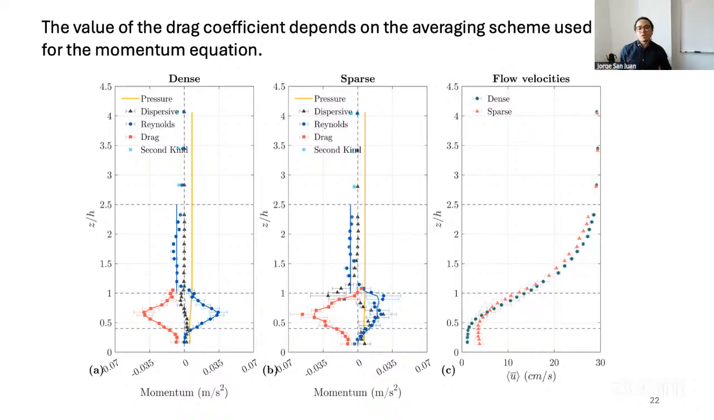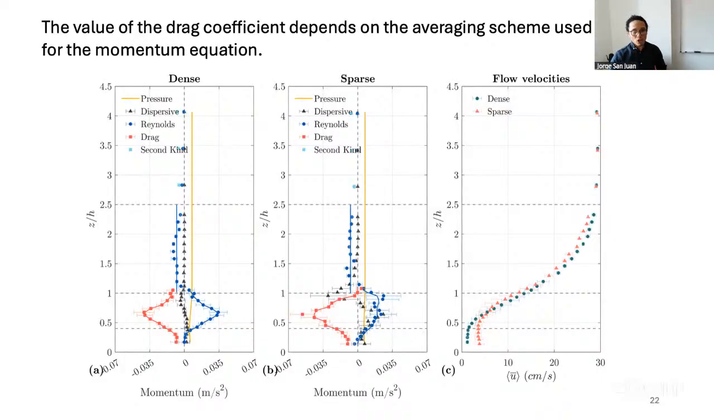What I want you to pay attention to here is how the dark points, which are the dispersive stresses, start to fluctuate to the side where you can see them participating in this momentum equation. You have the flow velocities on the very right, just as a reference to where you're at in this velocity profile, but the dispersive stresses become more relevant within the canopy, of course, for the sparse condition, also affecting how the drag term is going to behave.